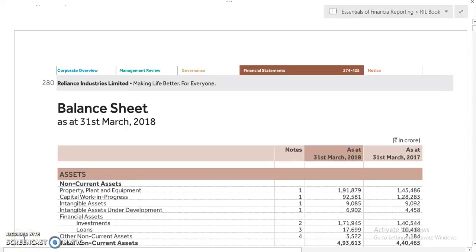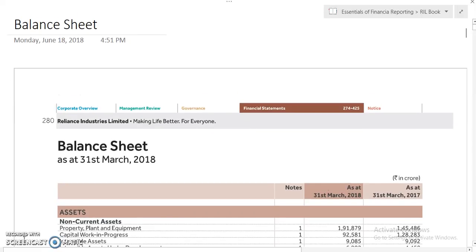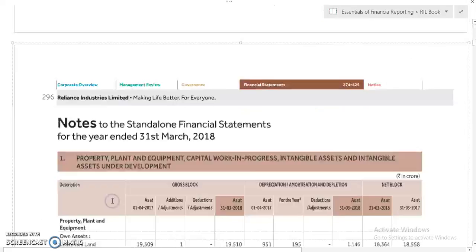Hello and welcome back. In this part of the lecture, we will be looking at more details of the balance sheet, or rather more details of the assets, which we promised earlier. So here you can see we have assets here.